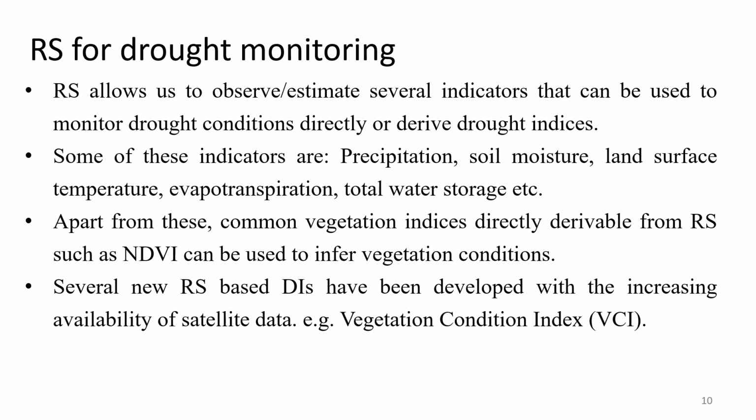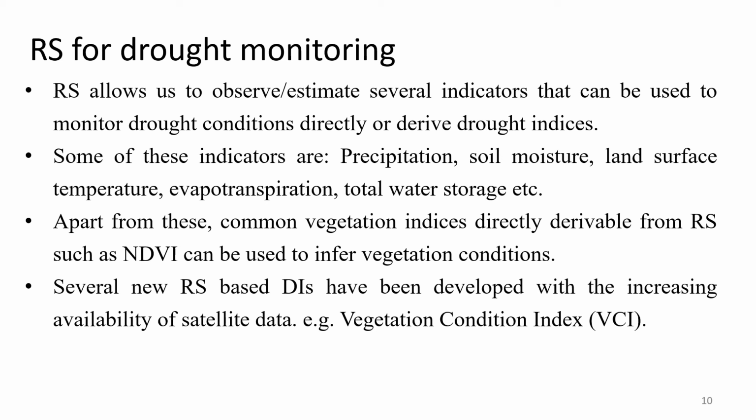For example, precipitation we can observe from remote sensing, soil moisture we can observe, we can observe the surface temperature known as the land surface temperature. We can observe how much water is evapotranspirating. We can observe the terrestrial total water storage. All these kinds of variables we can observe. From these variables, we can define drought indices which can be used to monitor drought. Apart from these, common vegetation indices such as NDVI are also used to infer vegetation conditions, which are indirectly related to drought conditions. Even simple indices like NDVI, which is remote sensing specific, can be used to monitor drought conditions.